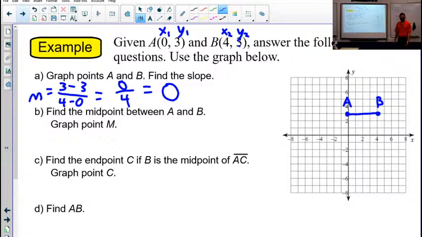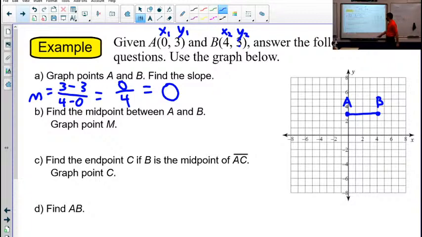Remember, slope is our measure of steepness, so we're asking how steep that is. Well, it's not steep at all. It's completely level. And so it shouldn't have any measure of steepness. It shouldn't have any slope. It should just lie flat and be 0. And that's what we get out when we put it in our formula.